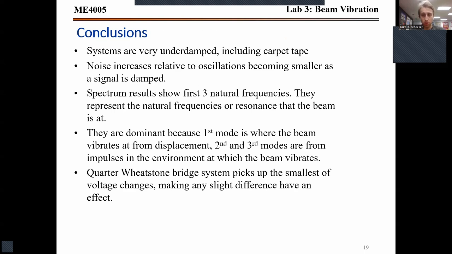The dominant is the first mode. That's just what it's vibrating at from having a displacement. The second and third are from the environment when it gets an impulse, where it can actually have those three different frequencies.